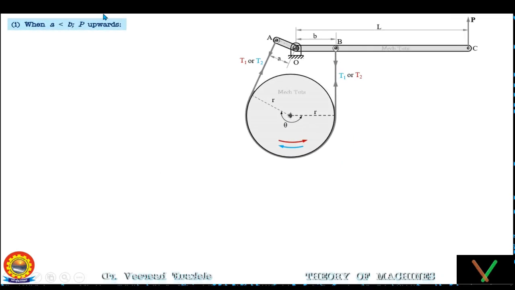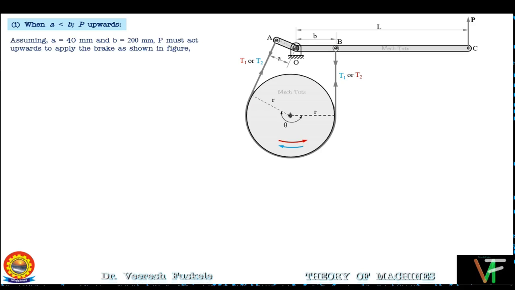Now let's see the second configuration, that is when A is less than B. So when A is less than B and P is applied in the upward direction on the lever, then this will be the configuration. You can see A is less than B. So assuming A to be 40 mm and B to be 200 mm and P in the upward direction as shown in the figure. Now, as done earlier, the limiting ratio of tension is given by T1 by T2 is equal to e to the power of mu theta.